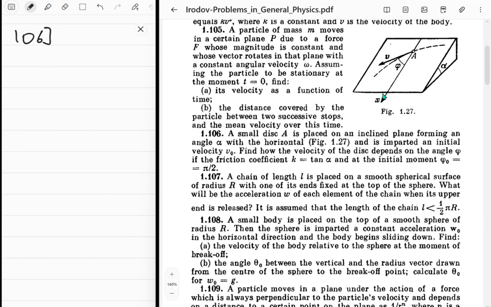If the what? Wait, you know what? Maybe this is also going to involve complex numbers because of angles, right? How this depends on the angle. Maybe. If the friction coefficient k is tan alpha, at the initial moment phi naught is 5.2.